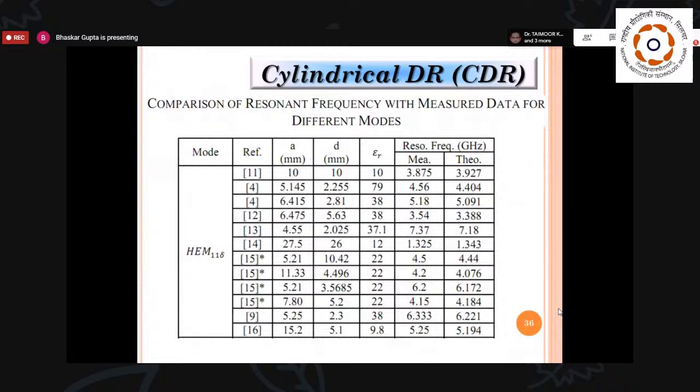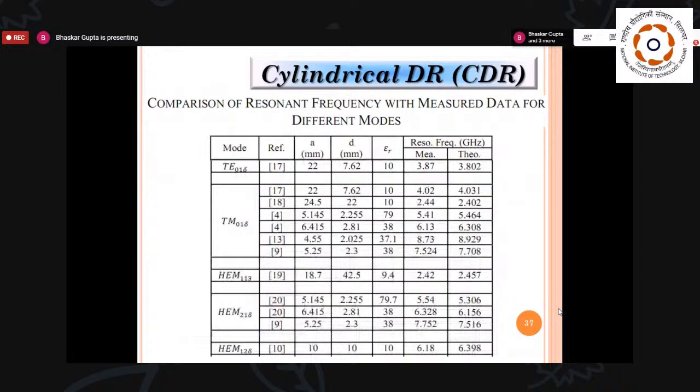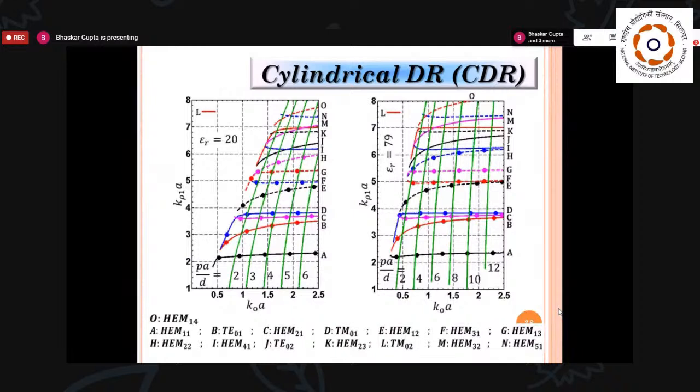And if we go for HEM11 delta mode, we also compared their measured data with our theoretical value. Actually, none of them gave the detailed theory. So we prepared for the first time this detailed rigorous theory, and we validated it against their measurement, because we also took some measurements as shown. We extended it to different modes, TE01 delta, TM01 delta, HEM113, HEM21 delta. Delta means a fractional modal index, HEM12 delta. So every time we find that our theory is tallying with their measurement, although they did not provide the theory. So we are now confident about our theory for cylindrical dielectric resonators as well.